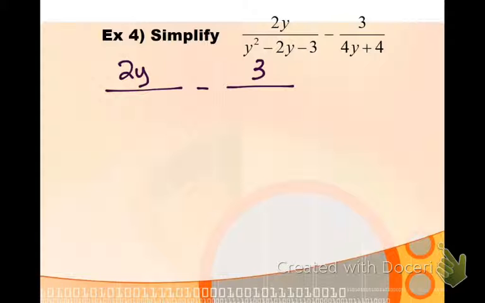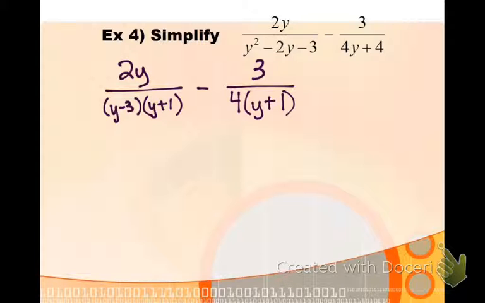We need to factor our denominators. What will the first denominator factor into? y minus 3, y plus 1. I would agree that multiplies to negative 3, adds up to negative 2. What about my other denominator? 4y plus 1. Good, factor out a 4. So 4 times y plus 1.